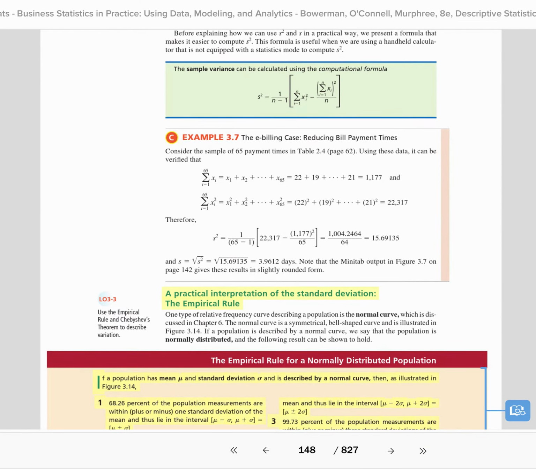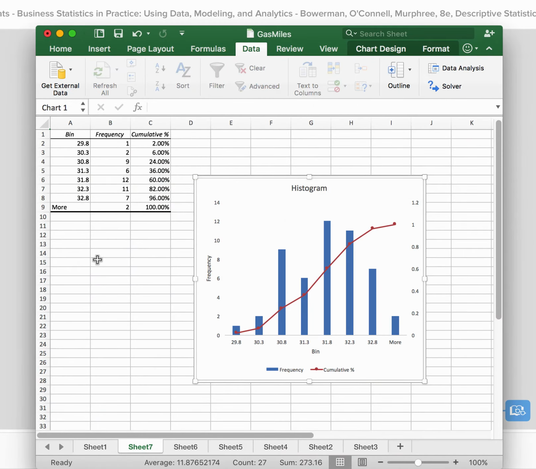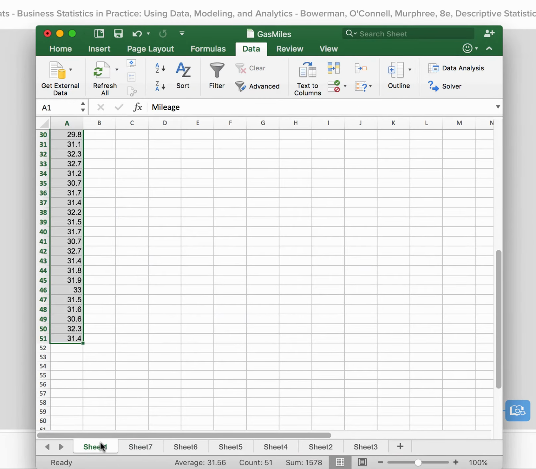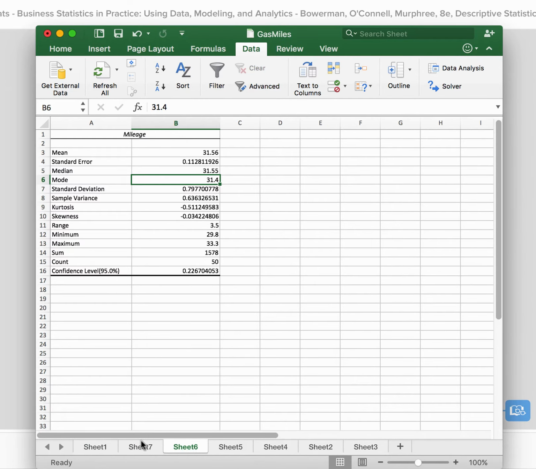Now, if you're using Excel, Excel will give you all those results, as we saw in our previous example when we pulled it here. Let's see. Yes, as you can see, as part of the descriptive statistics, it is going to give you the standard deviation and the sample variance automatically.